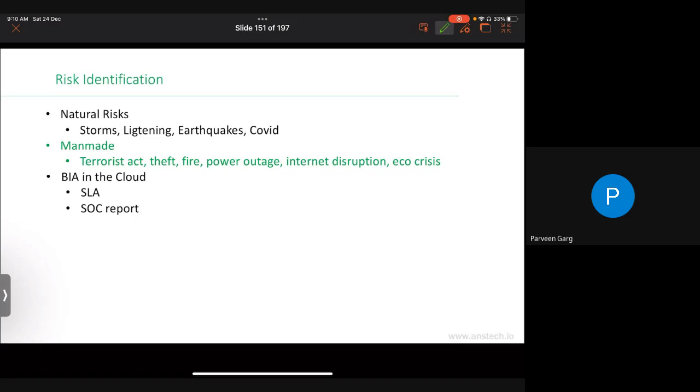And how do you carry out SLE and ALE of natural risk or man-made risk? I'll tell you how to do that. Okay. Now, generally for earthquakes, lightning, storms, this data is available with the departments which hold such data. So you might have an earthquake department which holds the data of how many times an earthquake has happened in a period of 100 years, or how many storms happen in a particular area. So then you can make out what is the risk to a system from natural disasters.